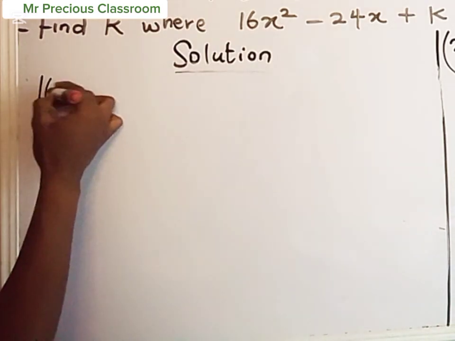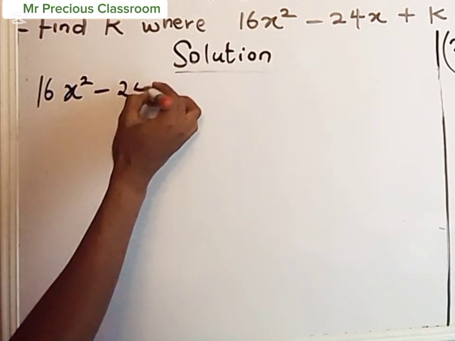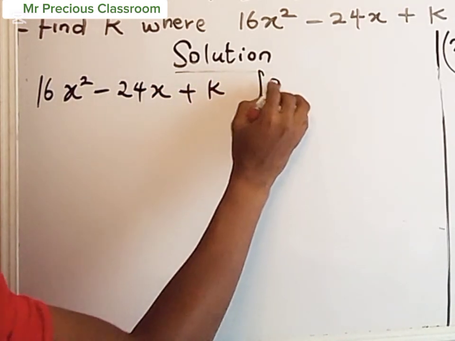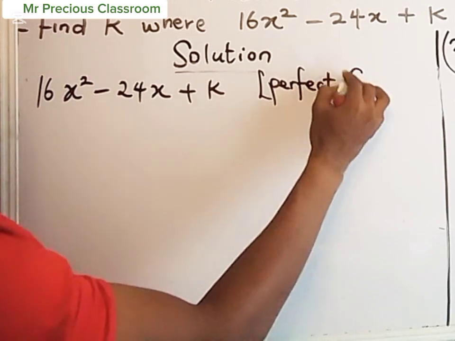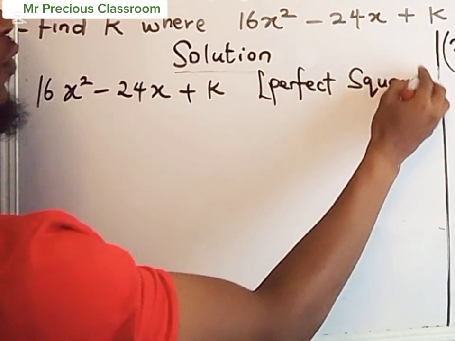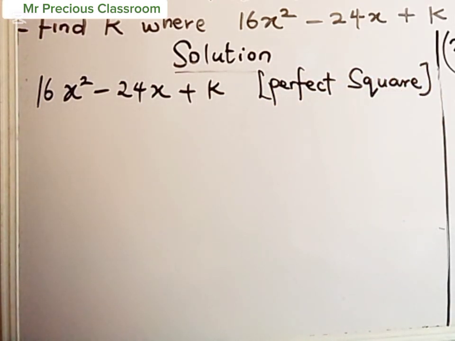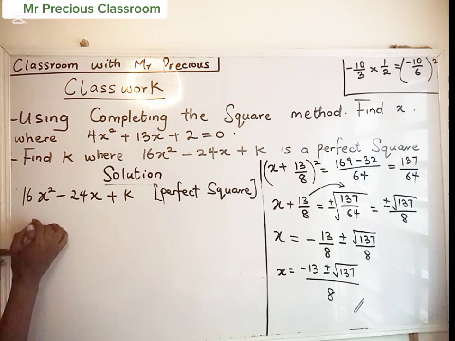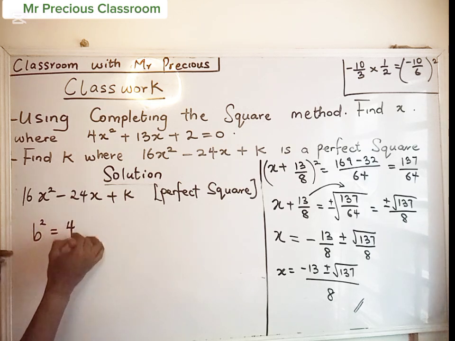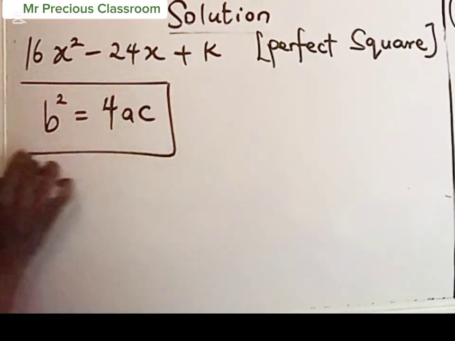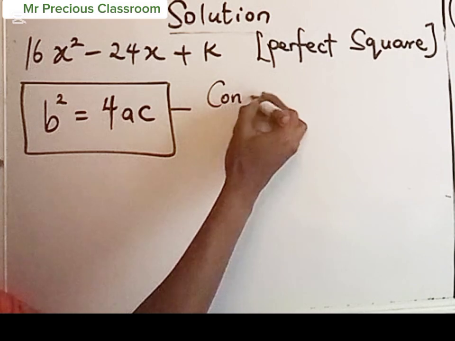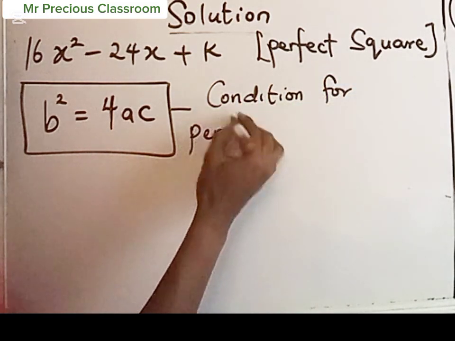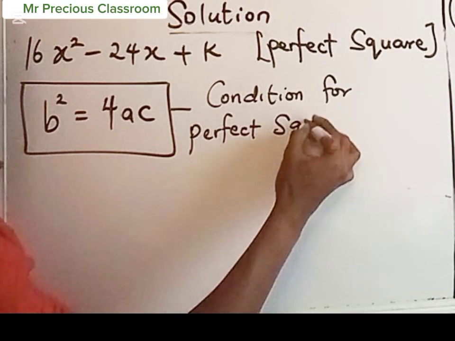Now the second one: 16x squared minus 24x plus k. They said this is a perfect square in the question. So the condition for any quadratic equation to be a perfect square is that b squared must be equal to 4ac. This is known as the condition for a perfect square quadratic equation.